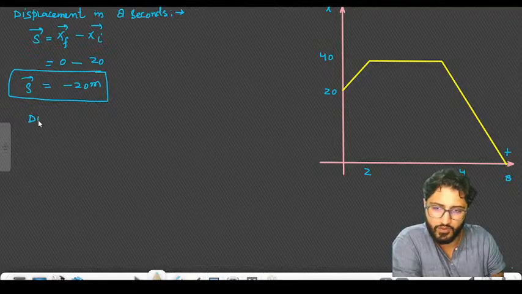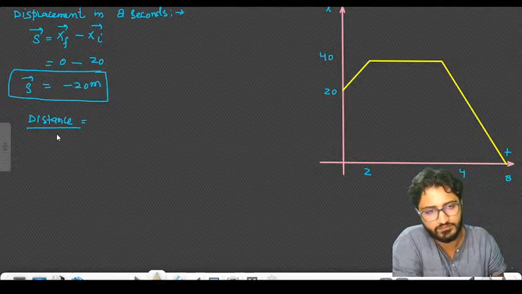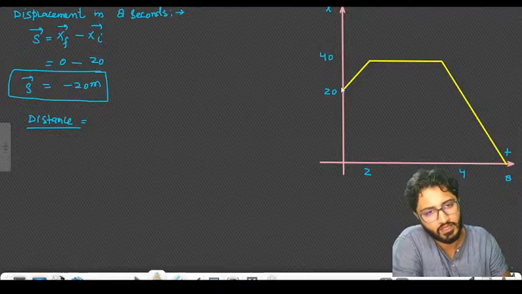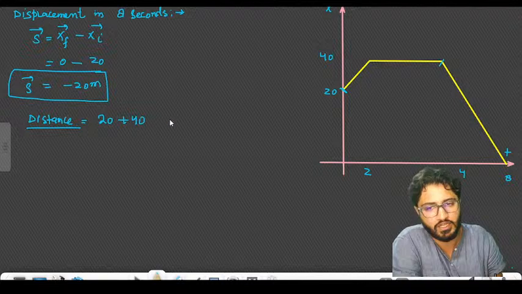If somebody asks you distance, what is my distance? Look here. It was at 20, then goes to 40, so it is 20. Now from 40 it goes to 0. That means it is 40. Equals 60 meters.